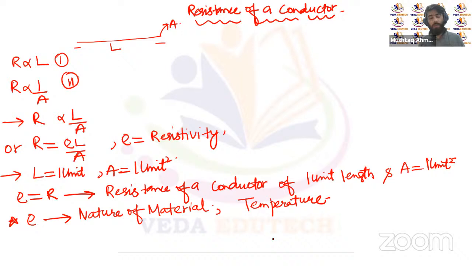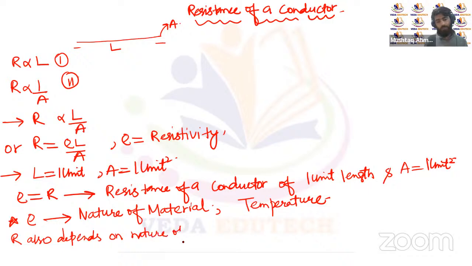So resistance also depends on the nature of material, because for different materials the resistivity will be different, and for different temperatures the resistivity will be different. So resistance also depends on nature of material and temperature. These are the important factors on which the resistance of a conductor depends.